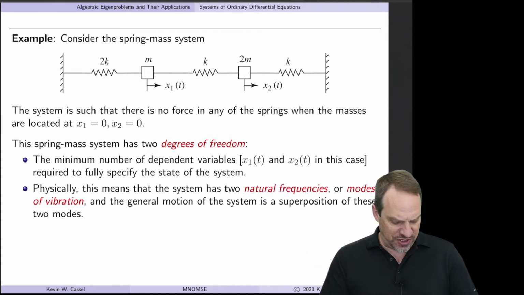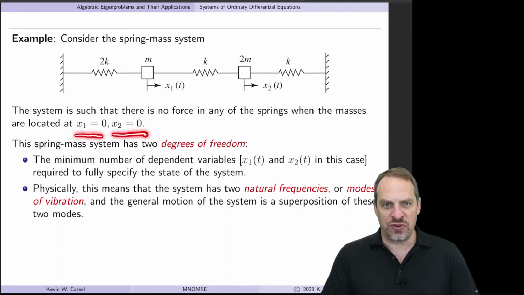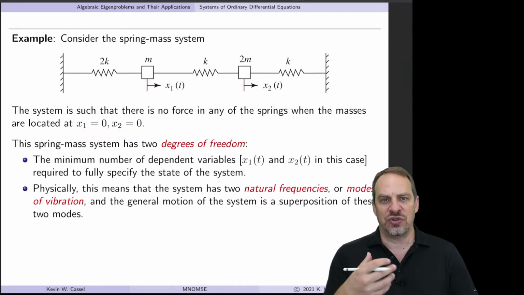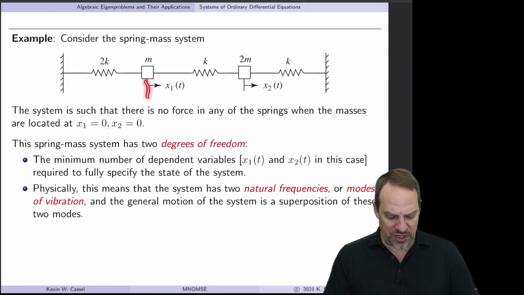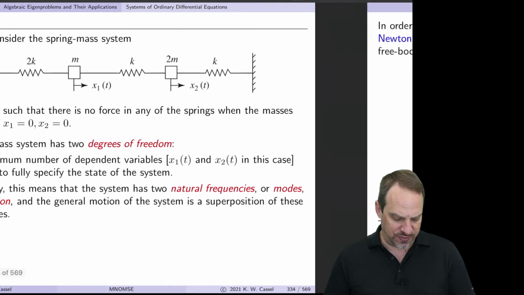Just one other further detail here. So these positions x1 and x2, when they're at their 0 values, the spring mass system will say is in its neutral position. So there's no forces in any of the springs when x1 and x2 are 0.